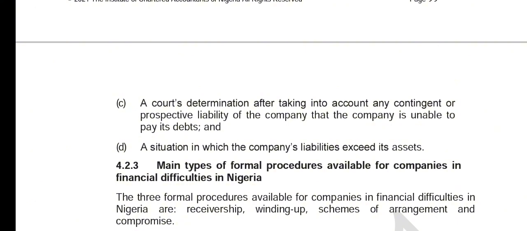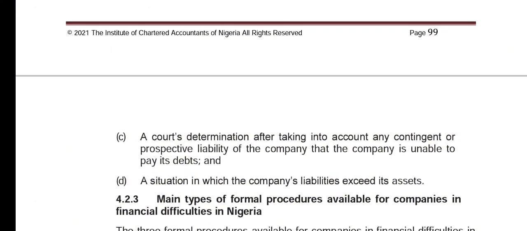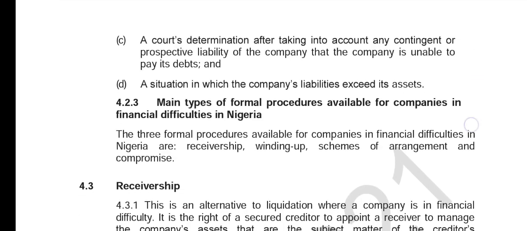The C here says a court's determination, after taking into account any contingent or prospective liability of the company, that the company is unable to pay its debt. So what this one is saying is, if the court determines, after looking at every contingent and prospective liability of the company, that yes, the company is unable to pay its debt, then the company is considered insolvent.